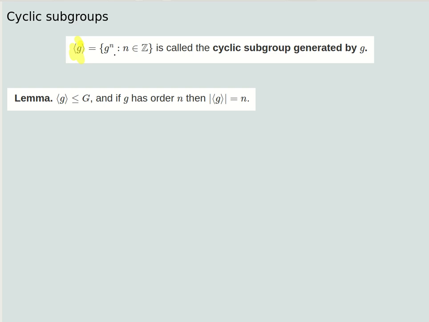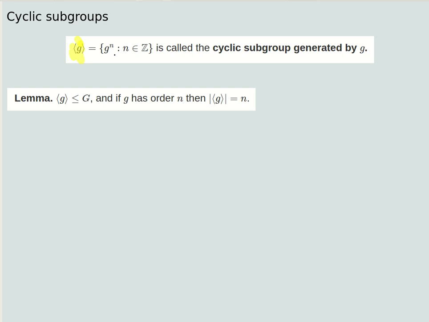So this thing's called the cyclic subgroup generated by g, and in order for that name to make sense, we have some work to do. It better actually be a subgroup. So here is our lemma in which we're going to verify that. The lemma says that this thing that I've called the cyclic subgroup generated by g genuinely is a subgroup of G. And furthermore, you can actually say what its order is.